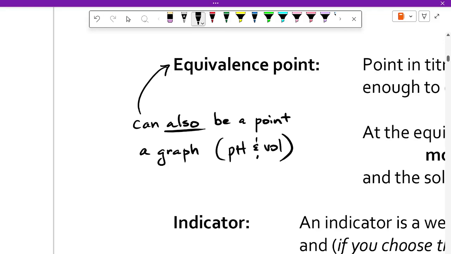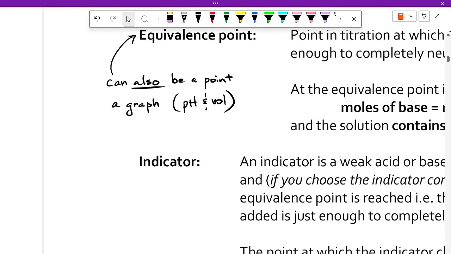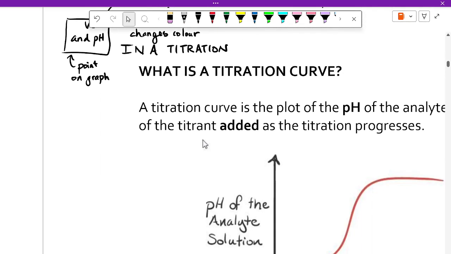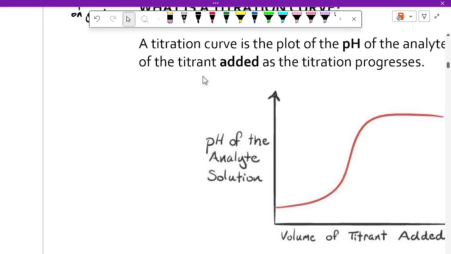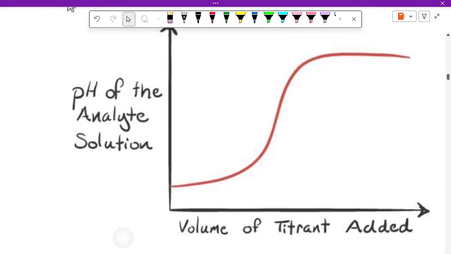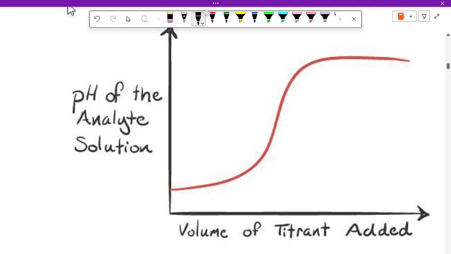Okay, we know what an indicator is. I don't think we need to talk about that. What is a titration curve? This is the graph of pH versus volume. So it's the pH of the analyte solution, the sample, versus the volume of titrant slash standard. And you always get this kind of S-shaped curve.